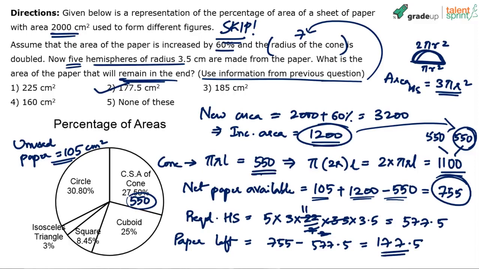But the steps are simple. Understand, we increased the area of the paper by 1200. But our requirement for the cone also increased by 550. So the net available was 1200 minus 550 plus the unused paper, 105. So overall paper available was 755, from which hemispheres were to be made. The requirement for each hemisphere is 3 pi r square, where r is 3.5 as per the question. 5 hemispheres, so 5 times this, 577.5. Take the difference of these two to get how much paper will remain in the end. Option 2 will be the answer.